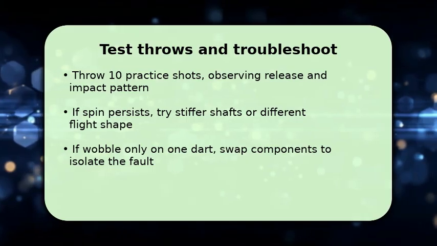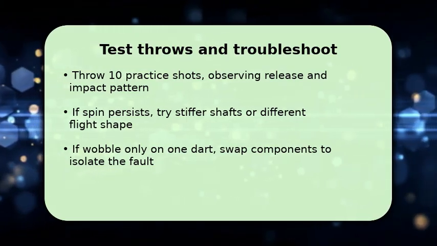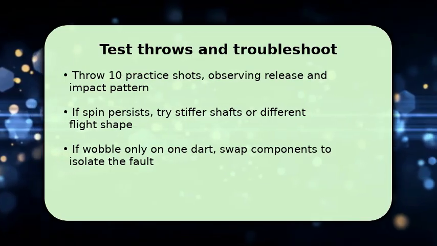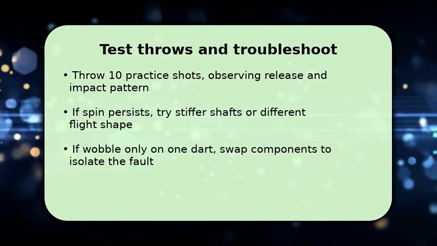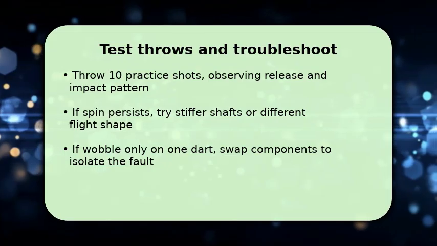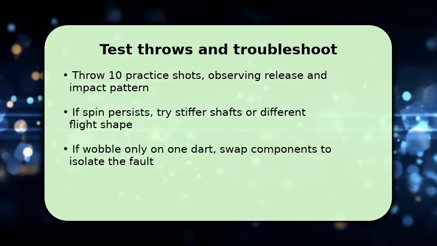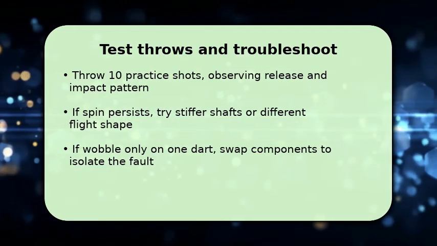Once you isolate the problem, if only one dart spins, swap its components with a non-spinning dart to find the culprit. If problems continue, clean threads and use a tiny drop of clear adhesive. That cures persistent looseness.